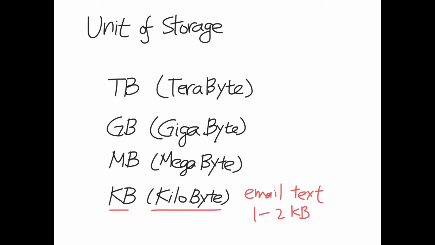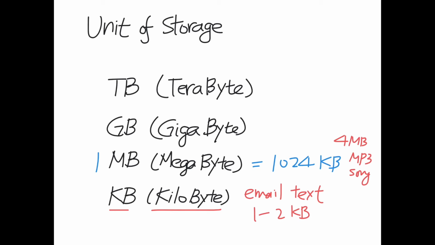And for megabyte, MB, 1 megabyte equals 1024 kilobytes. For example, the file size of an MP3 song is about, let's say, 4 megabytes.